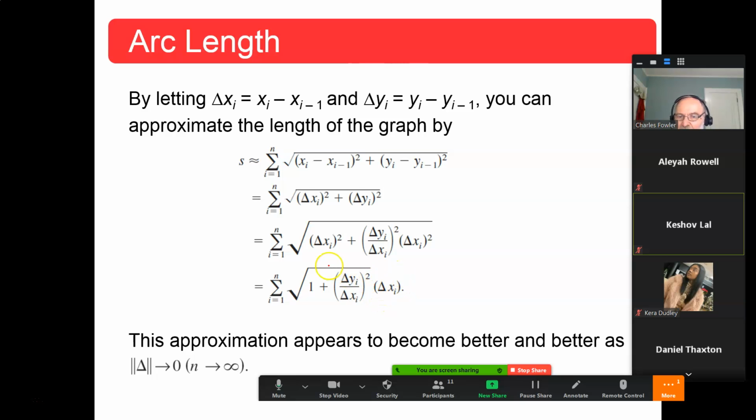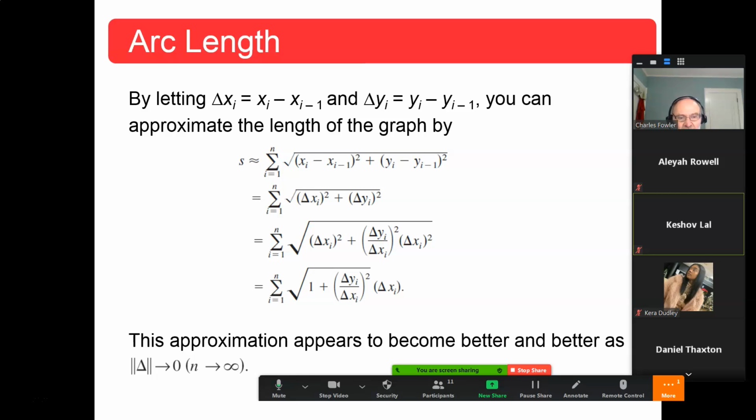Well, what's this? 1 plus (dy/dx) squared. The first derivative squared. That's inside the radical. Outside the radical, a delta x. So that approximation appears to become better and better as your norm gets closer and closer to 0. The norm being the length of the maximum partition along x. So as that delta x approaches dx, incrementally small x, this gets better and better. In other words, your n is going to infinity.